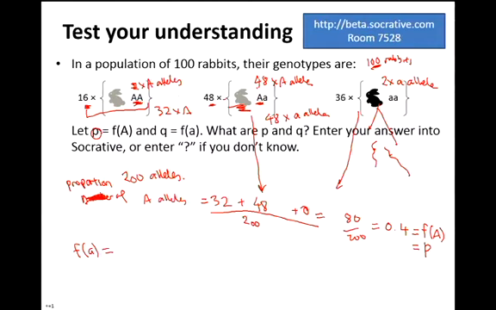From the left-hand side rabbits, we get no little a alleles. From the middle 48 rabbits, we get 48 little a alleles. From the right-hand side 36 rabbits, we get 72 little a alleles. So the people who were typing up 80 and 120 in the Socrative, you were almost there. You just had to divide by the total number of alleles, which was 200. So we've got p equals 0.4 here and q equals 0.6. This p and this q is a mathematical description of what's going on inside our rabbit population.